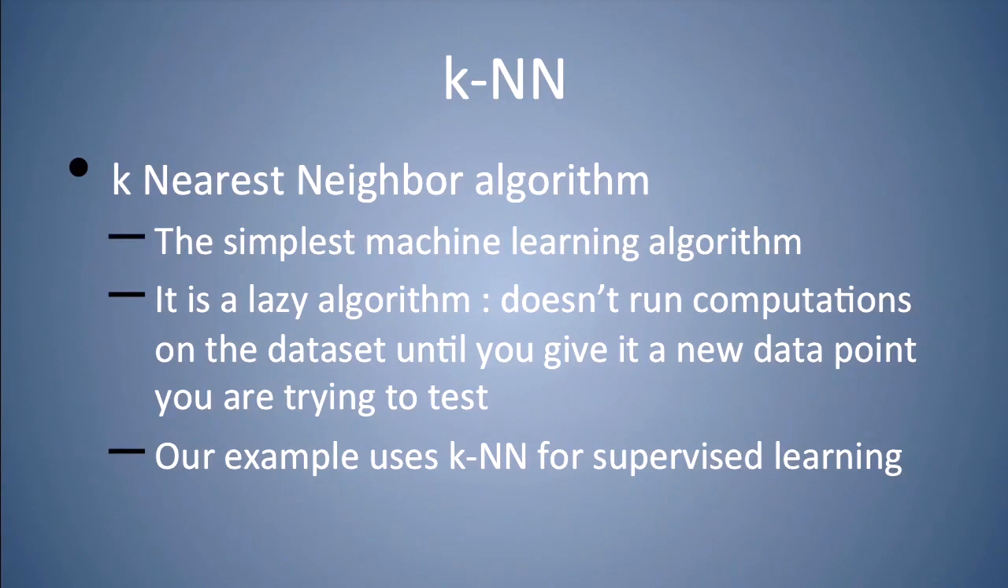And now it's time to talk about the KNN, K nearest neighbor algorithm. The K nearest neighbor algorithm is considered the simplest machine learning algorithm. It is a lazy algorithm, which means it's not active and it doesn't run computations on a data set until you give it a new data point. That is not true for all machine learning algorithms. And our examples will use KNN for supervised learning.